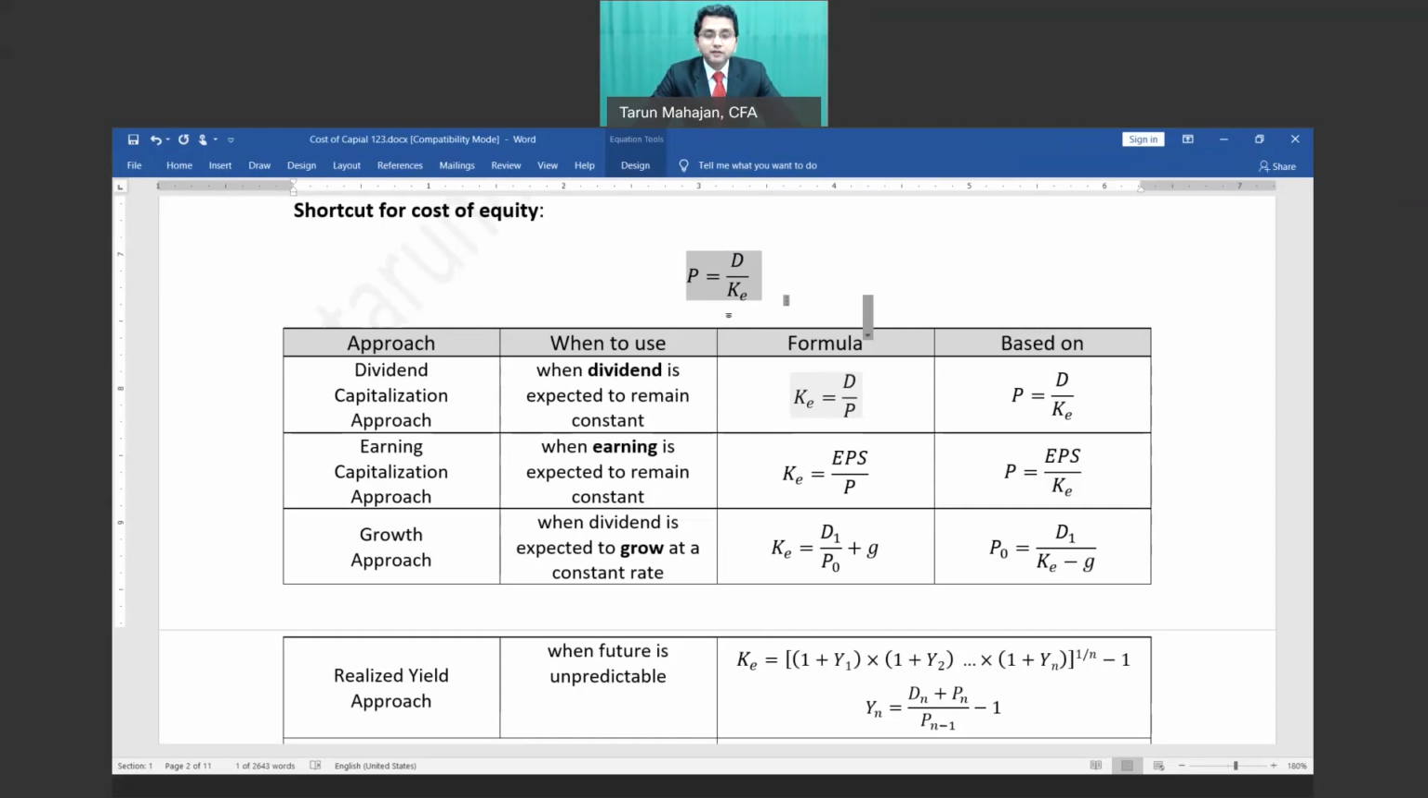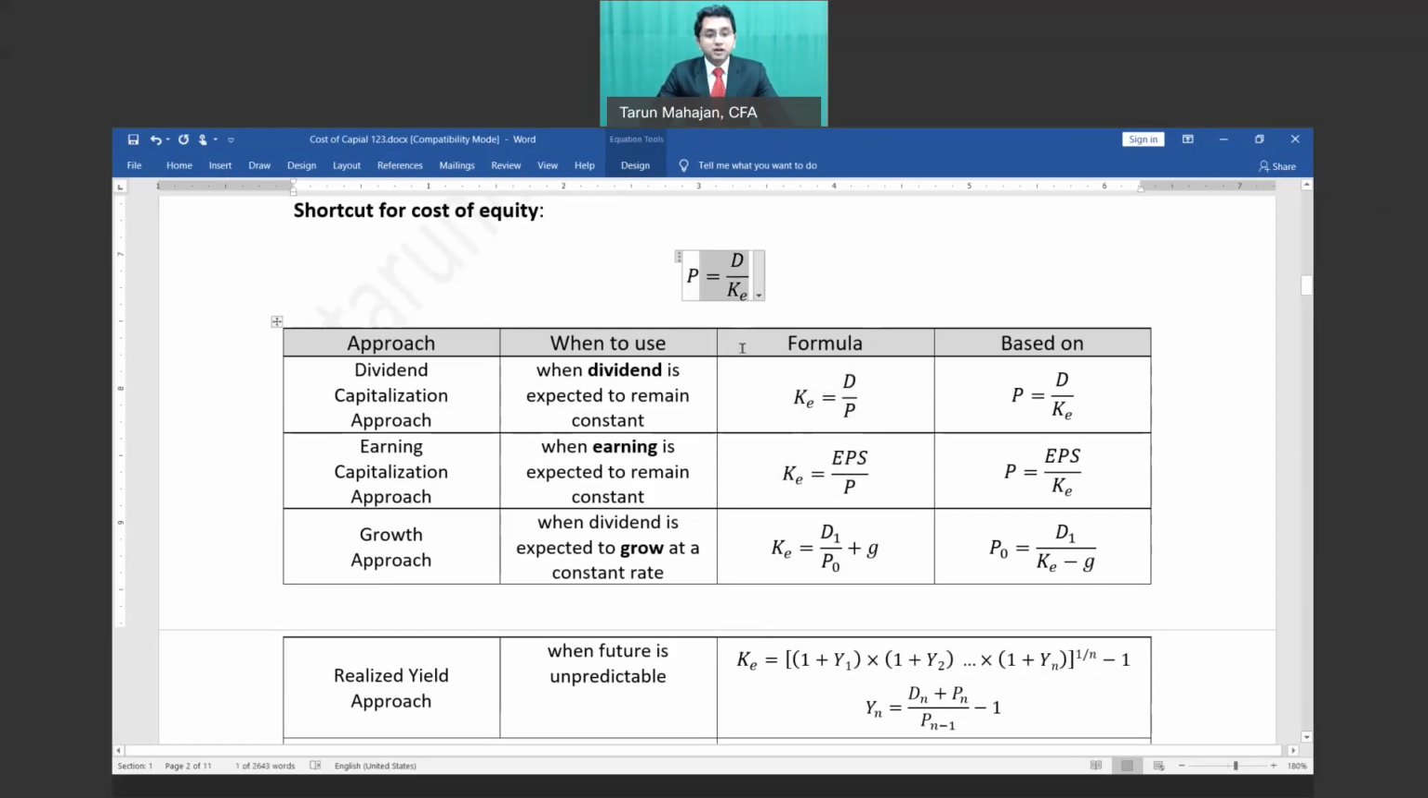Try to recall that the formula for present value of perpetuity is equal to A divided by R. So here A is actually D and R is actually KE. This formula is nothing but the formula for calculation of present value of perpetuity. So if a company is expected to give fixed amount of dividend on equity shares forever, then dividend will form a perpetuity, and that's why this valuation formula P is equal to D divided by KE.